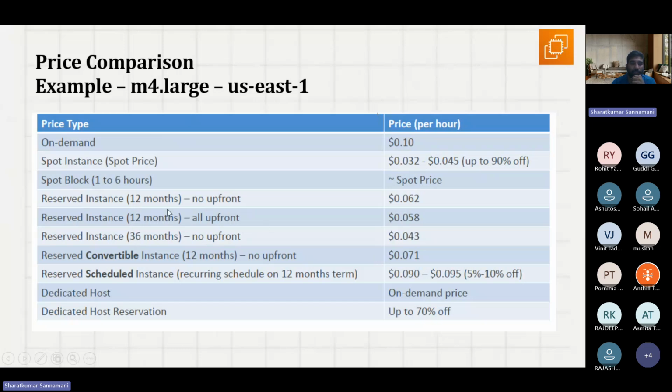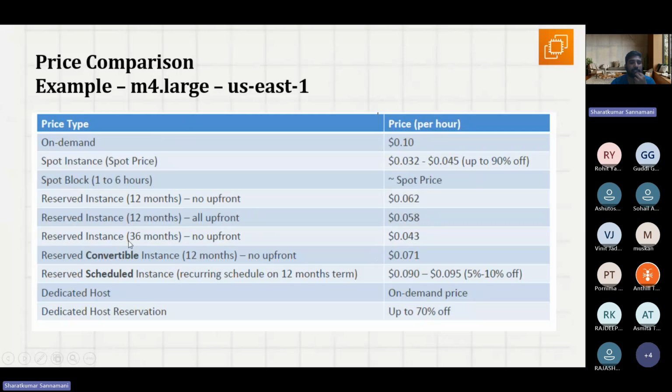For one year, no upfront, $0.062. For all upfront, it is $0.058, which means a $0.004 difference per hour. People might say that is very little, but it is per hour, so per month the cost is very high. Again, it is in USD, just to inform you guys.